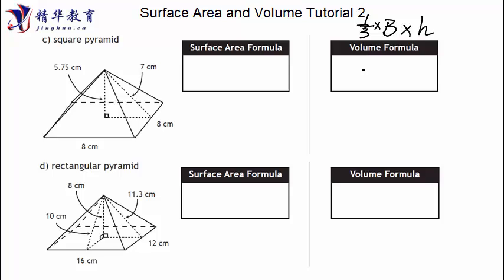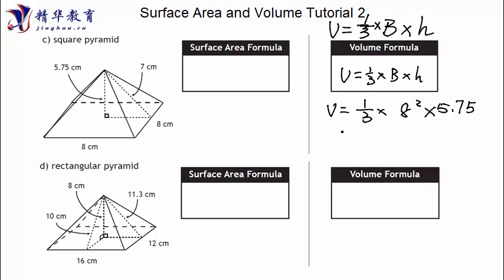Again, let's see how to find this. The volume equals 1/3 of base times height. The volume is just equal to 1/3 times the base. The base is how much? The base is 8 times 8, right? The square is 8 times 8, 8 squared, times the height. The height is 5.75. I'm not going to work out how much this is. You can use your calculator, and then it's very simple to find.